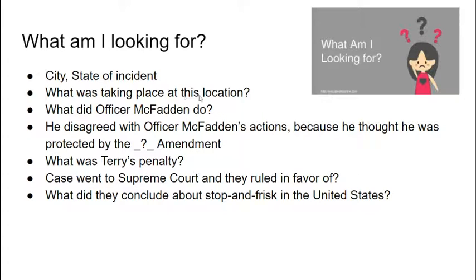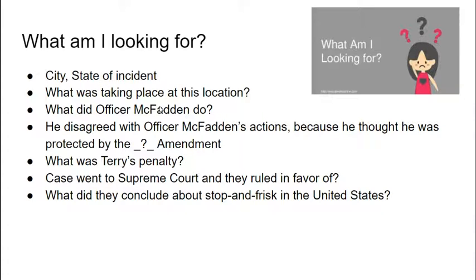What was taking place at this location? Well, we have Officer McFadden. We should have gotten out of our reading and our video that he was just patrolling, and he happens to see a couple of men standing on a street corner. They're talking to each other. One looks towards a store. Another man comes. He runs. And based on Officer McFadden's experience, he has an idea that they are casing this place to rob it.